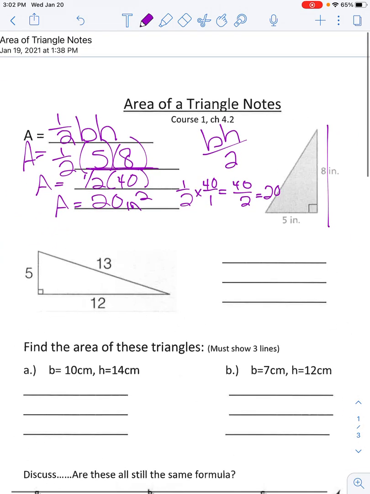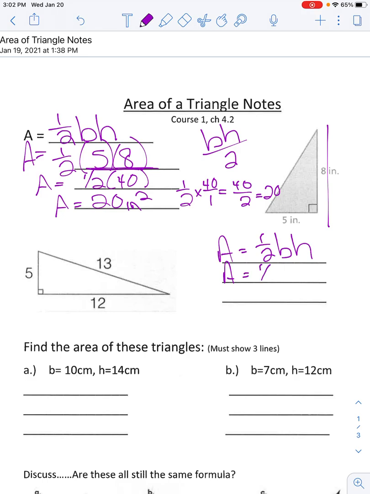Alrighty. Look at this next one. The triangle has been rotated, so you need to think about what is the base and what is the height. Let's start with the formula, 1/2 base times height. Base, what is it sitting on? It is sitting on over here. The base is 5. The height, remember, it is never a diagonal, it's straight up and down. The height is 12.